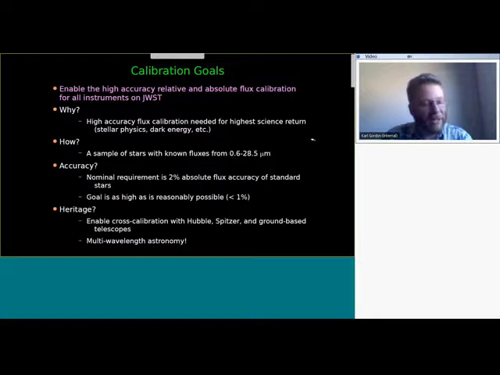How accurate do we need to be? How accurate do we need to know the fluxes of these stars in order to meet our goals? Nominally, the requirement is 2% absolute accuracy, but we'd like to go as high as is reasonably possible. There are science cases that 1% better could benefit from, dark energy being the one that is usually the most obvious.